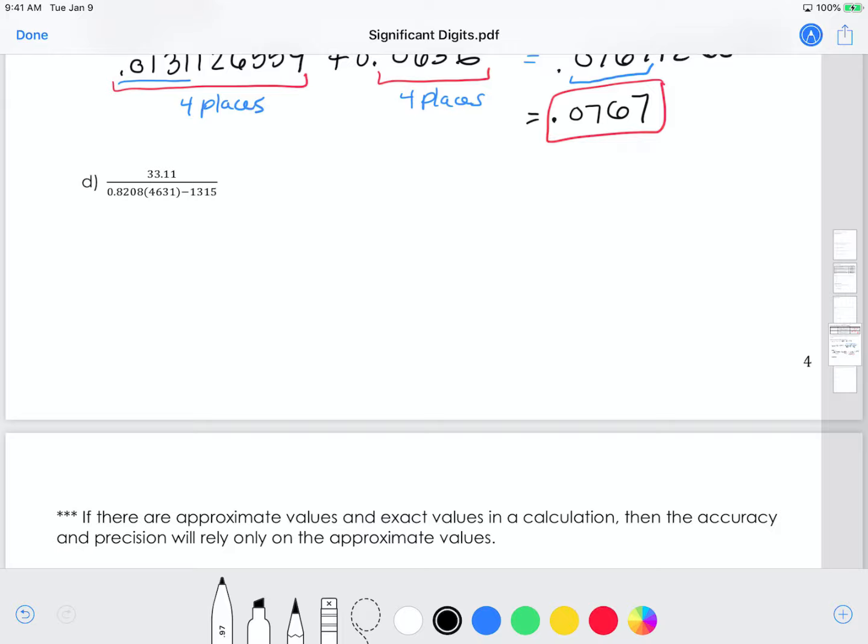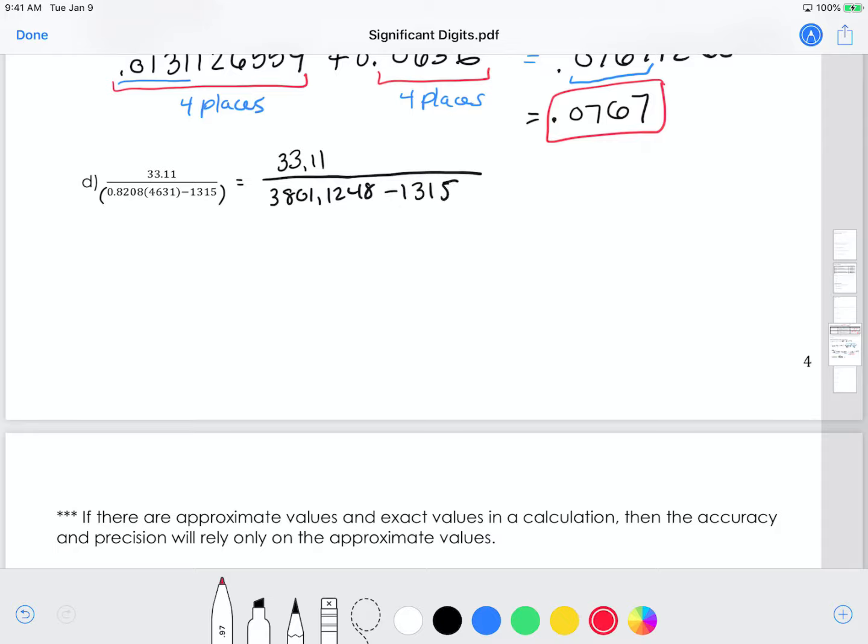Okay, in this last example, we also have mixed operations. Using order of operations, I want to make sure I do this down here first. So I'm just going to carry over the 3311. So on my calculator, I'm going to do the 0.8208 times 4631. And when I do that, I get 3801.1248. And then I'm going to carry over the 1315.